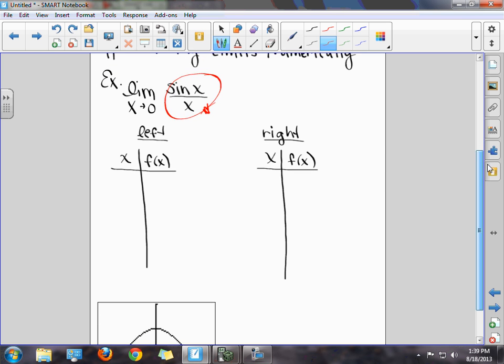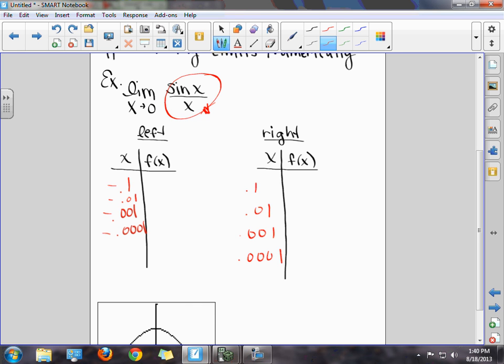So we are going to look at values really close to 0 from the left and the right. So I could say negative 0.1, negative 0.01, negative 0.001, negative 0.0001, and so on. And then for the right, I could say positive 0.1, 0.01, 0.001, 0.0001, and so on. I skipped one here.